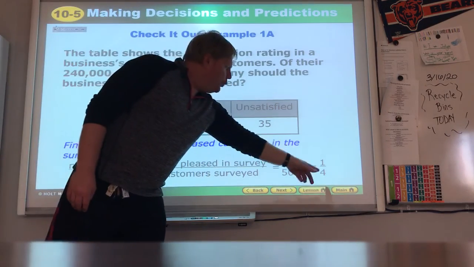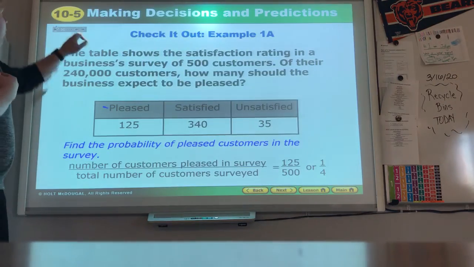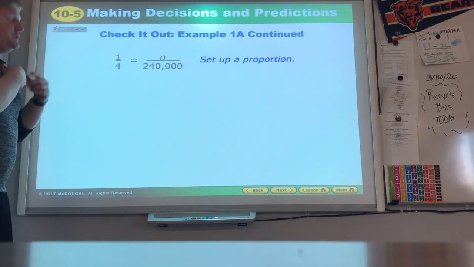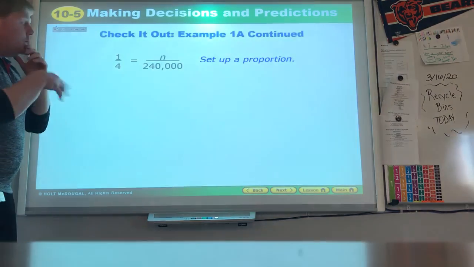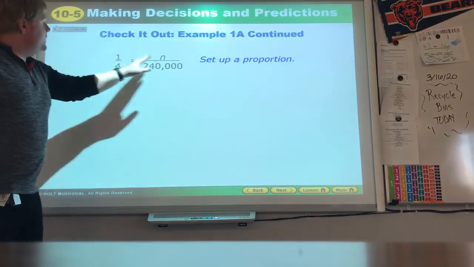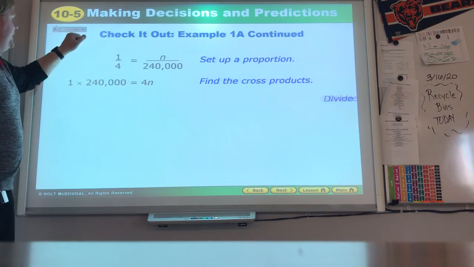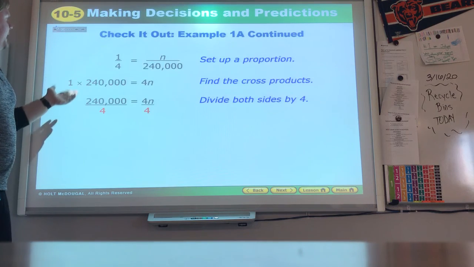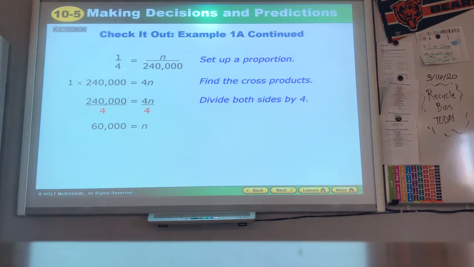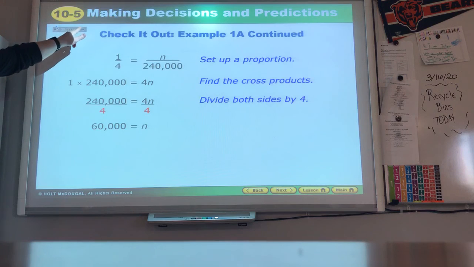They reduced it down to 1/4. Trust me, that'll make their math a lot easier than our math was going to be. Watch. So we set up a proportion. That 1/4, which is the same as that 125 over 500, because they just reduced it down, equals n over 240,000. Find the cross products, divide by 4, and they can expect 60,000 customers, or 1/4 of their customers, to be very pleased with their service.